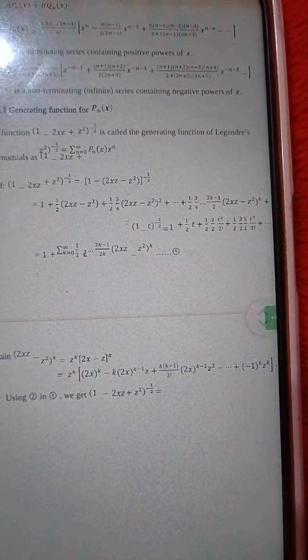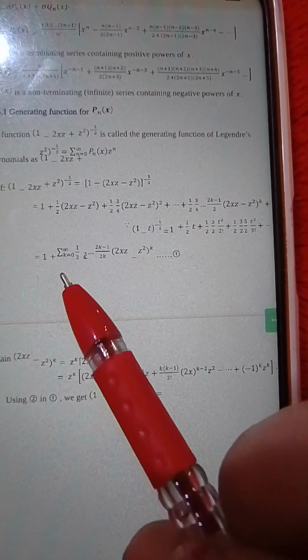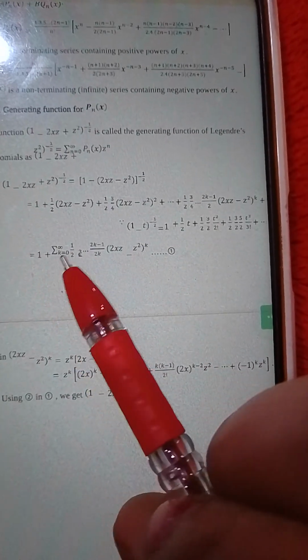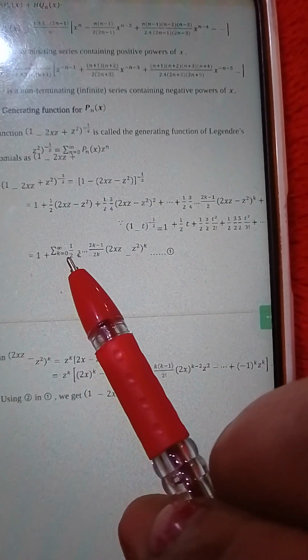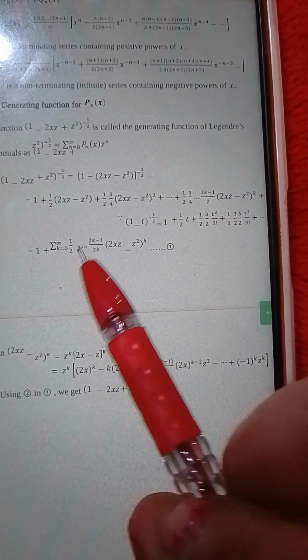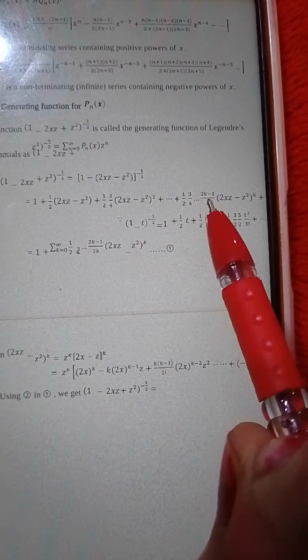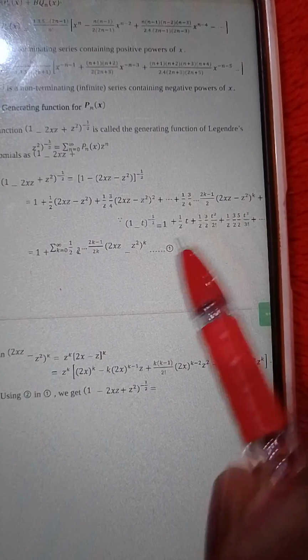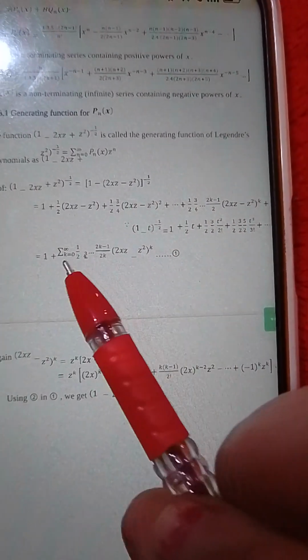Now, in short form, we will get 1 plus summation k equals 0 up to infinity of 1 by 2, 3 by 4, and the last term (2k minus 1) upon 2k, and (2xz minus z square) power k. This is our first equation.